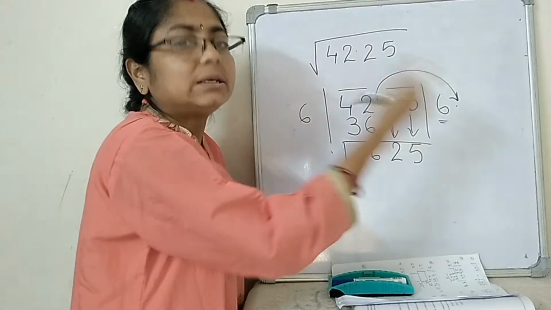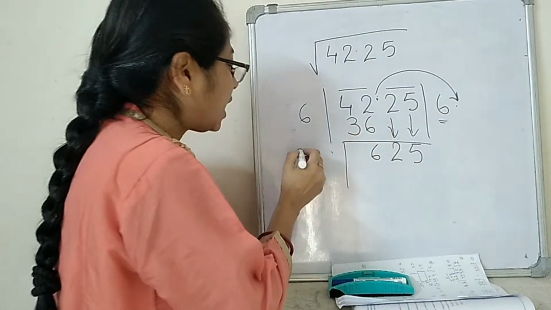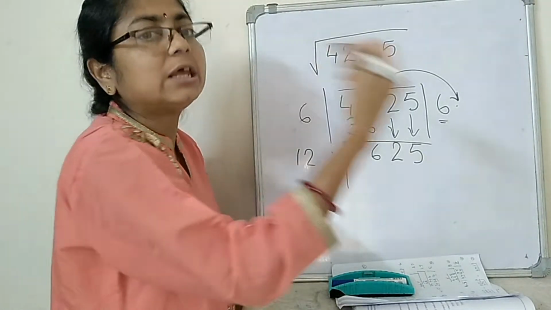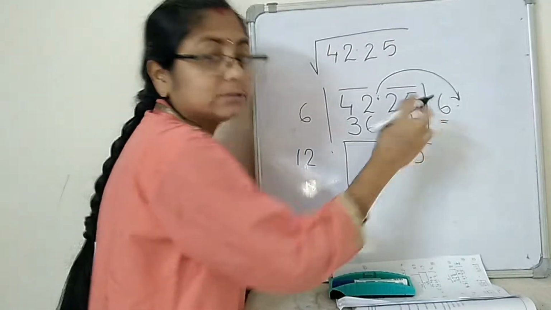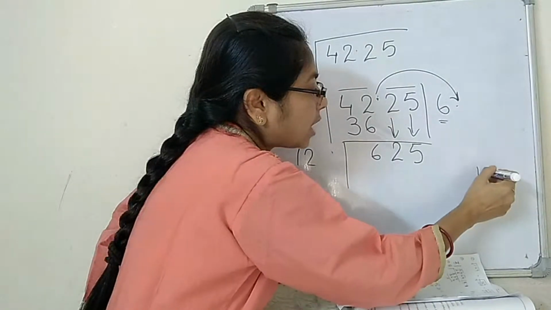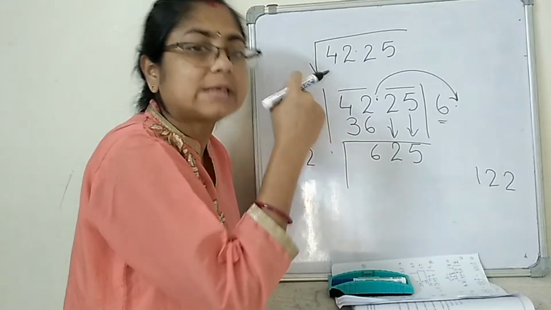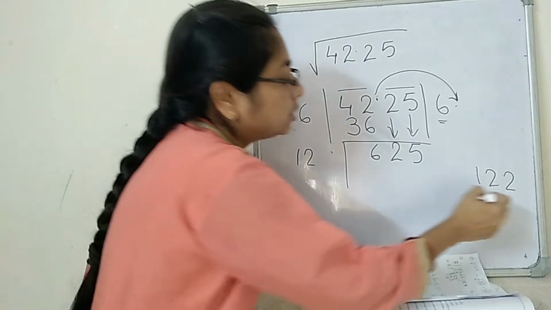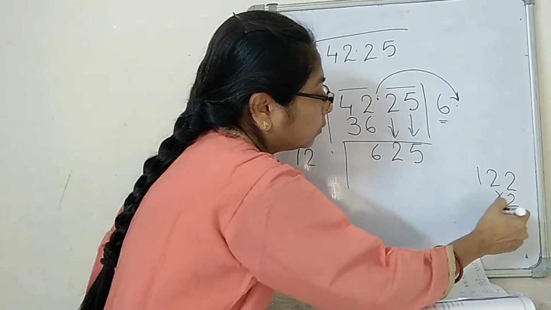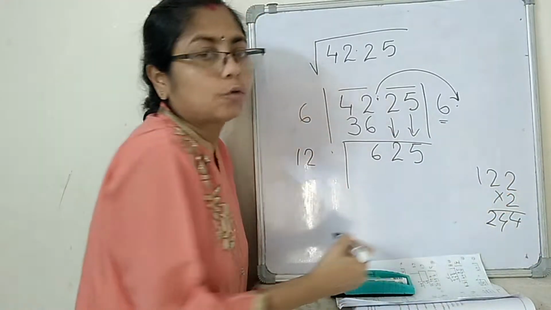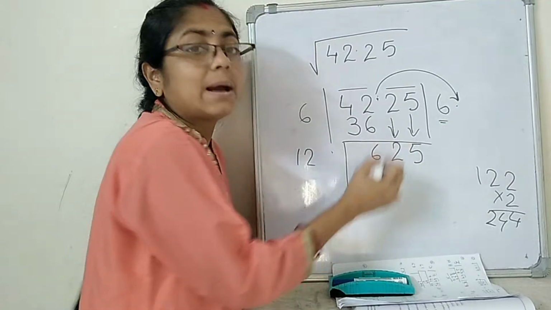6. We make it double. 6 double is 12. Now I put any one number beside the 12. First I try 1, 2, 2. Whatever number I write, I should multiply it by the same number. So I multiply it by 2. 244. But our number is 625. So it is a very small number.